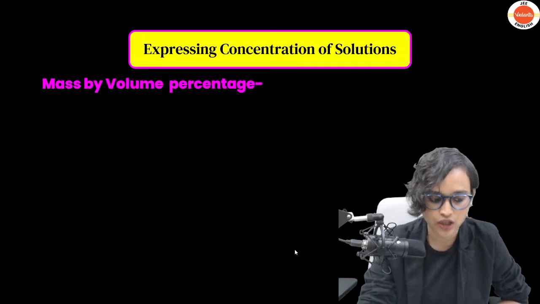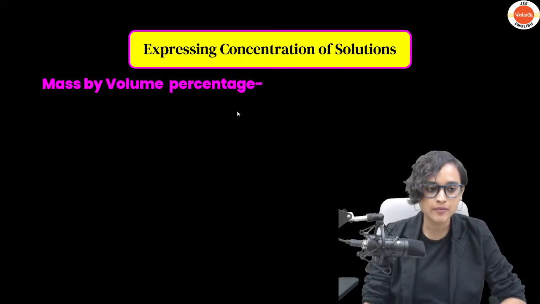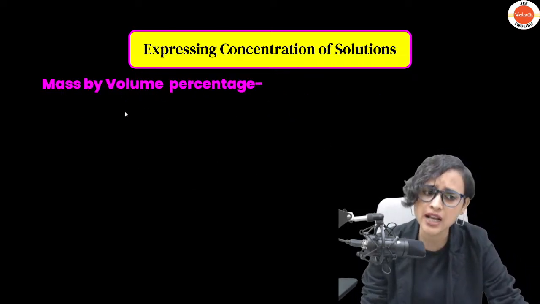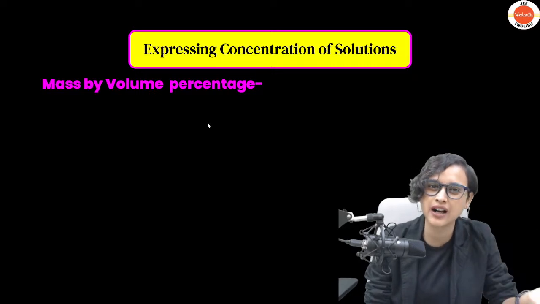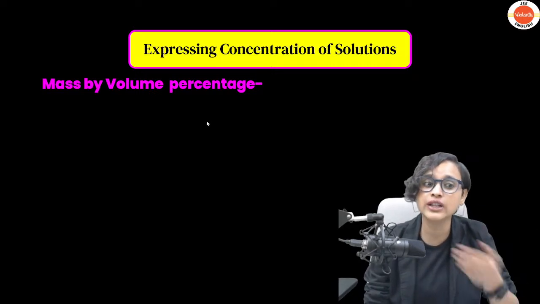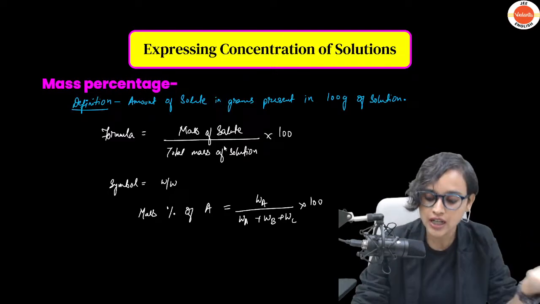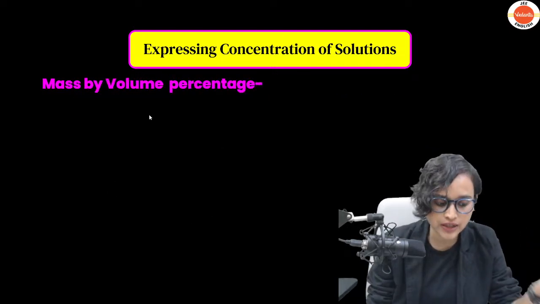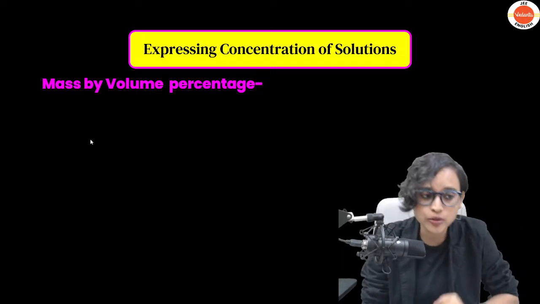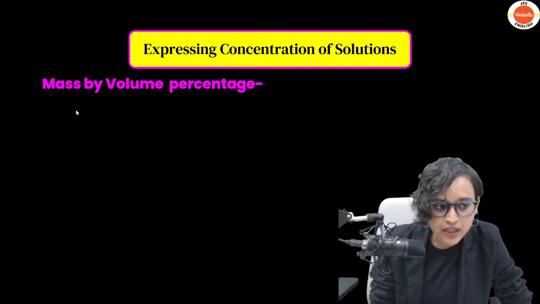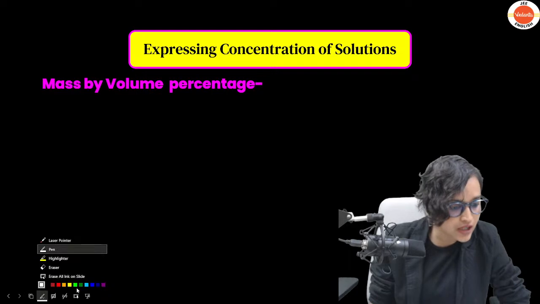Okay. Chalo. Now let's understand mass by volume percentage. So what is mass by volume percentage? Same, but this time we are only changing the solution. Remember, here we took mass of solution. Now we will take volume of solution. That's it. So that means that what can I write the definition as?